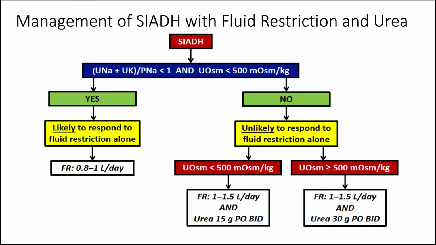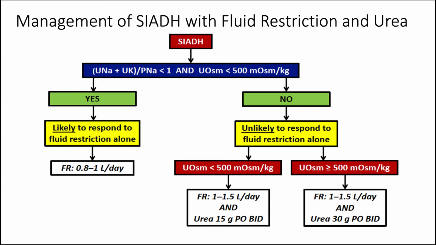Okay? So, how do you approach the therapy of somebody with SIADH? Well, you look at the UP ratio and the urine osmolarity. If the UP ratio is less than 1 and the urine osmolarity is less than 500, it's likely that they will respond to fluid restriction alone. So you put them on some fluid restriction, 0.8 to 1 liters per day, and see how they do.